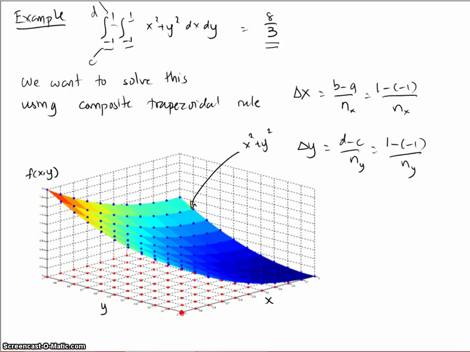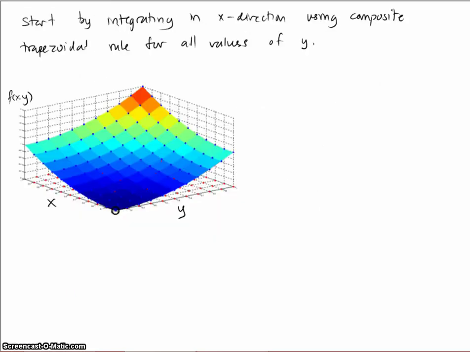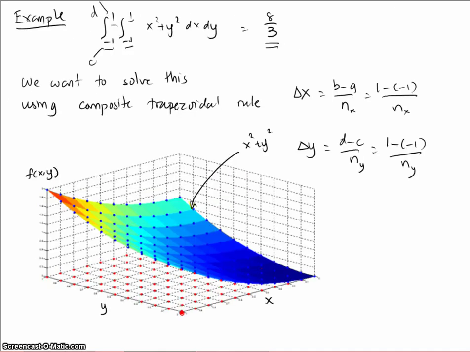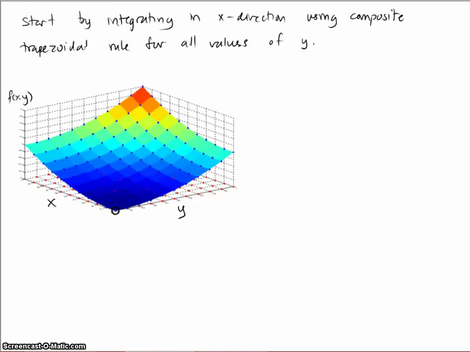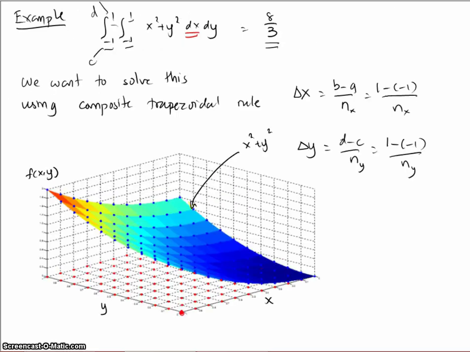What you are going to do next is start integrating in the x direction, because in our integral here, the inner integral is with respect to x. So we're going to integrate in the x direction first using the composite trapezoidal rule. How do we do it? We are going to do this composite trapezoidal rule for every value of y. So what does it mean by every value of y?